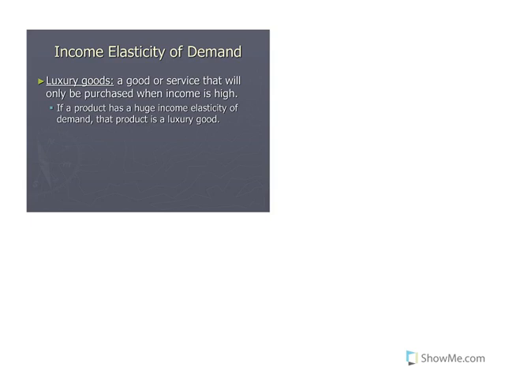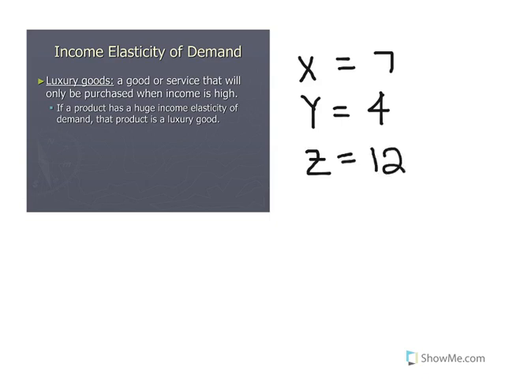So let's say, for example, you actually calculated out the income elasticity of demand for 3 different goods. So let's say you had good X, Y, and Z. And let's say the income elasticity of X was 7, the income elasticity of Y was 4, and the income elasticity of Z is, let's say, 12. And I said which one of these goods is most likely to be the luxury good. You would just choose the good that has the highest income elasticity of demand. So in this case, it would be good Z because it has a greater value than both goods X and Y.